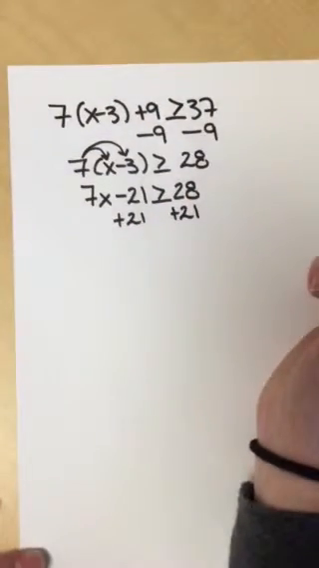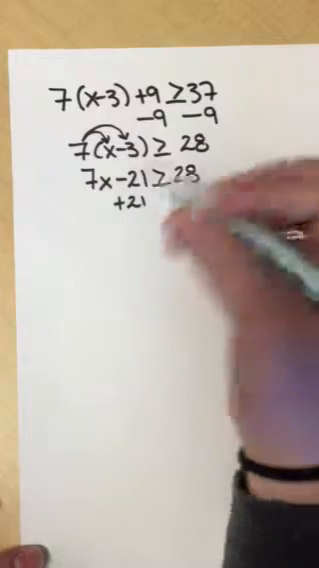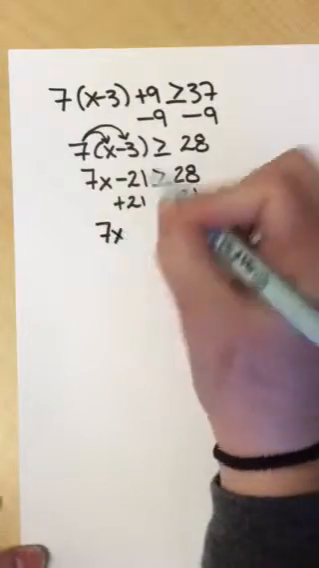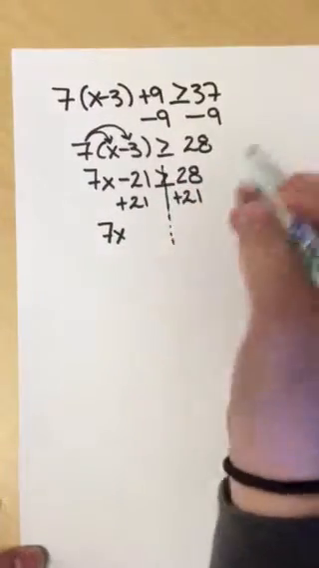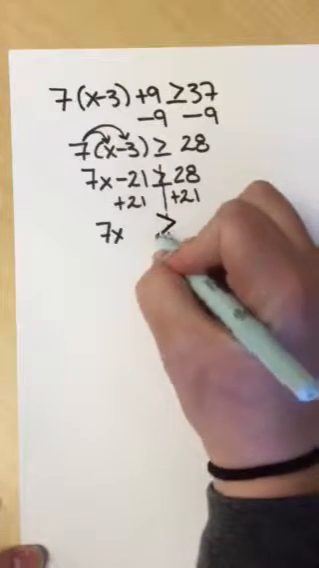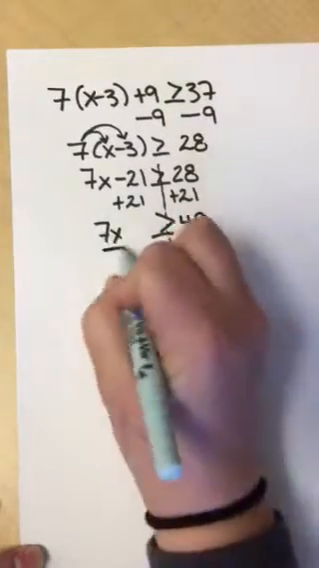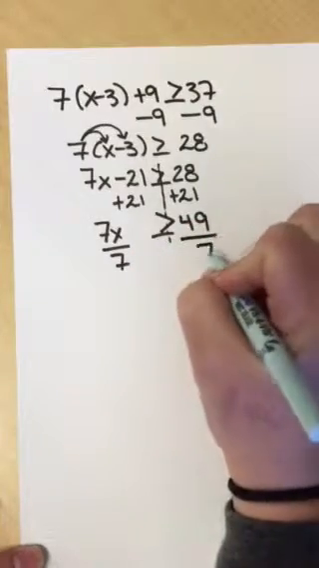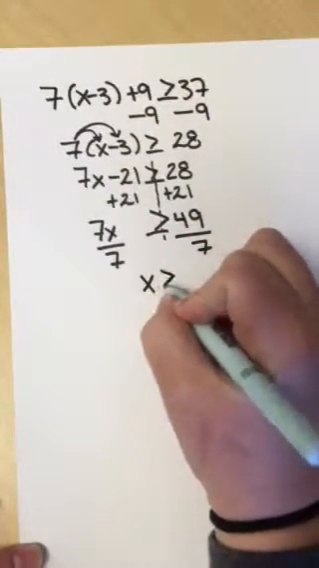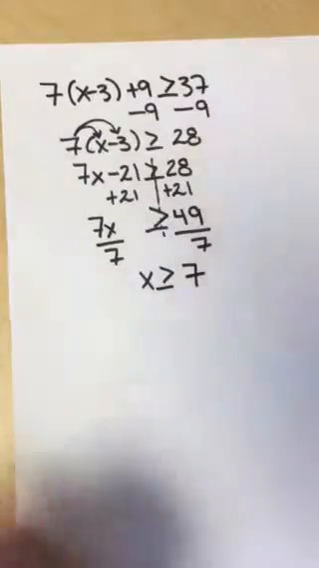We're putting the apples with the apples and the oranges with the oranges. So now you have 7x, from this dotted line here. 7x is greater than or equal to, when you add these together, you get 49. Divide by 7, divide by 7. x is greater than or equal to 7.